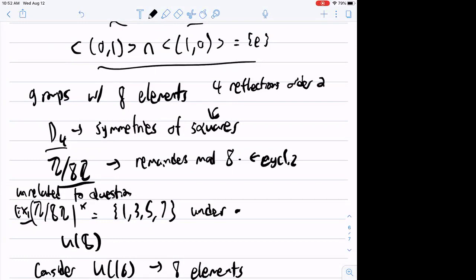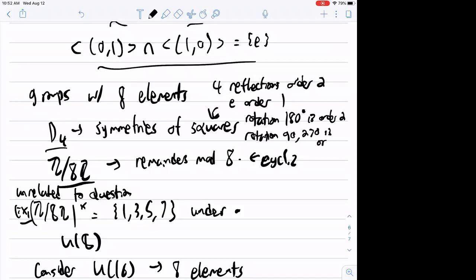You have the identity rotation, which is identity, order 1. And then you have the rotation by 180 degrees, which is order 2, because if you rotate 180 and then 180 again, you get the same thing back. And then rotation 90, 270 is order 4, because if you rotate 90, then 90, then 90, then 90, you get the identity back. Same thing for 270.